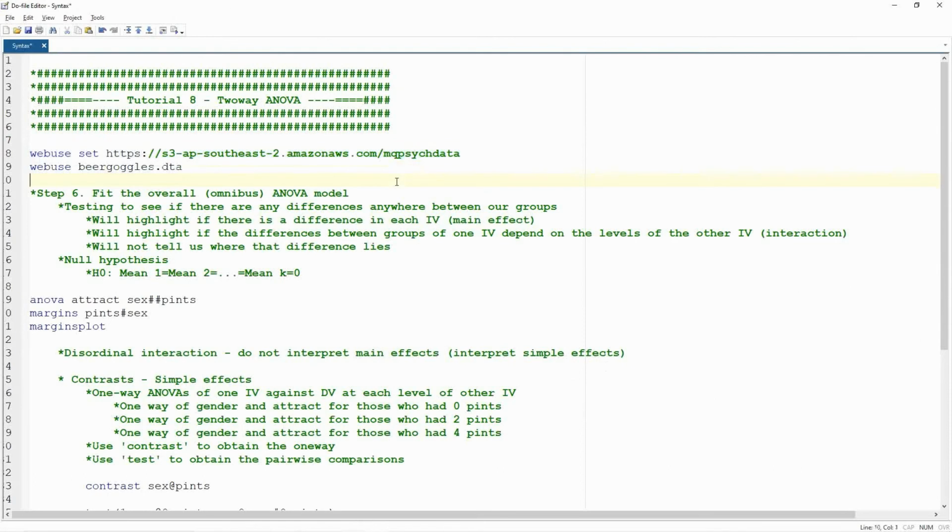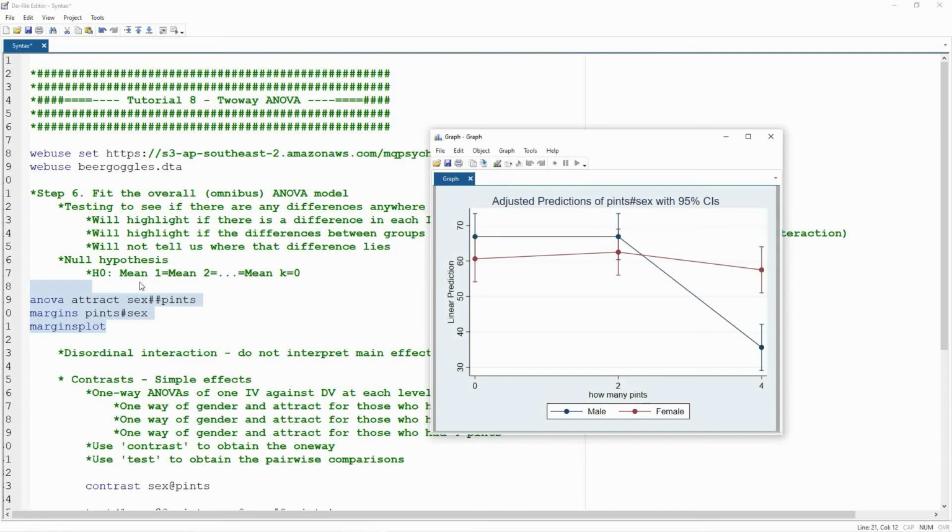Because we are just continuing on with the story, I'm not going to bother with the backstory this week. If you have forgotten, please go and have a look at the other video from tutorial 7, and that'll take you through steps 1 all the way up to the Anova. I am very quickly going to rerun the Anova with the margins and margins plot, just so that we can remind ourselves of what the data looks like.